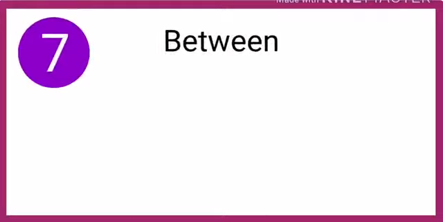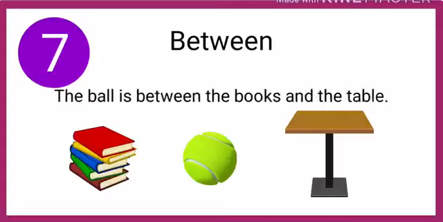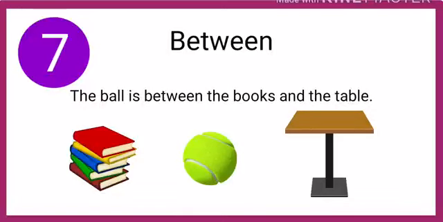Preposition number 7, between. Look at this example. These are books, a ball, and a table. Where is the ball? Can you tell me? Okay, let me tell you. The ball is between the books and the table. Between.